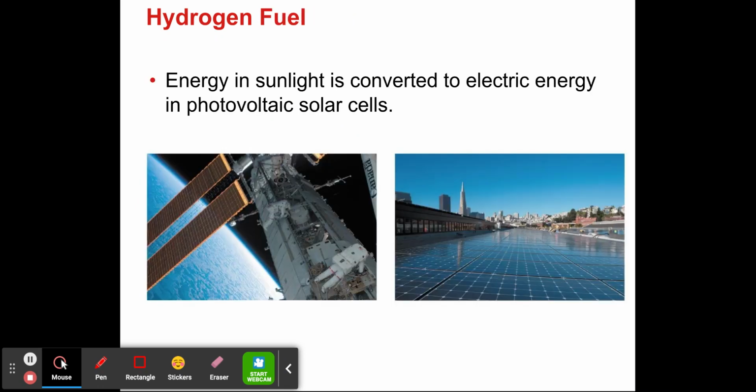All right. So again, energy in sunlight is converted to electrical energy. If you look at the cells, this is an example of a solar plant. So many solar cells generating electricity to power a city. So that's that for this.